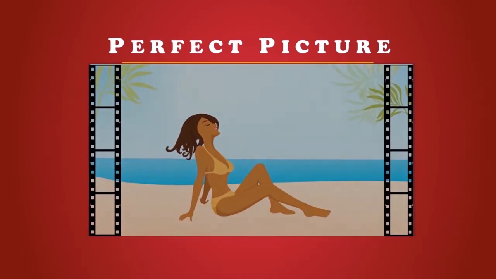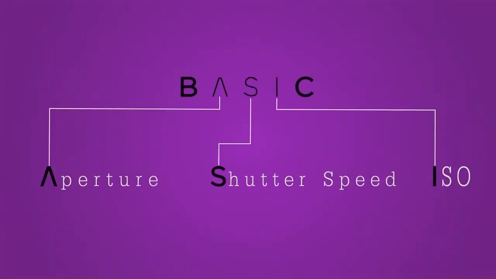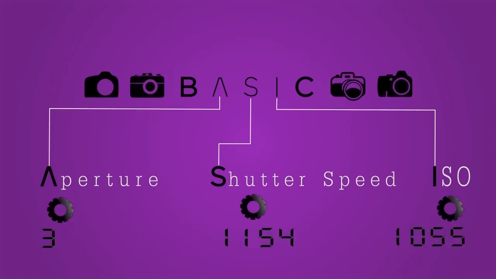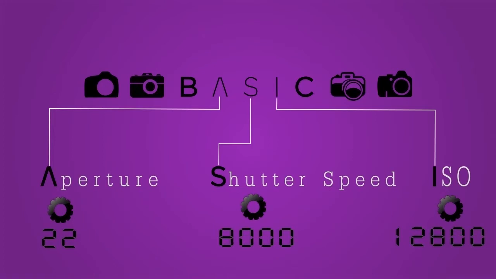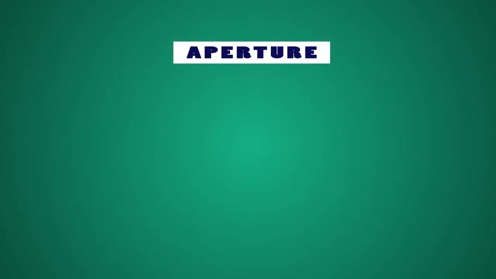Ta-da! You gotta change that. For this, you need to know three basic terms: the aperture, the shutter speed, and the ISO. Any professional DSLR gives you the liberty to change the values for all the three. But before changing the values, you should know what they mean. Let's start with the aperture.